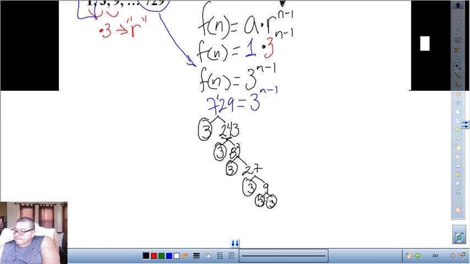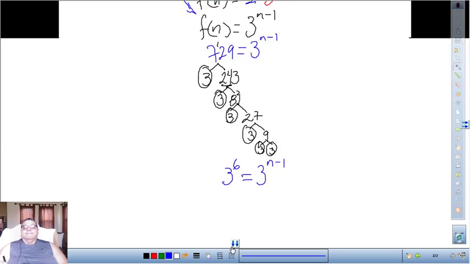Alright, so if we have 1, 2, 3, 4, 5, 6 factors, that means we can write 729 as 3 to the 6th power, because we have 1, 2, 3, 4, 5, 6, and base of 3. And what's this side? We have 3 to the n minus 1. So now that we have the same base, do you agree that 3 is the same as 3? Yeah. So if we agree with that, that means that this is the same as that. So we can write here 6 equals n minus 1, and it's solved. Plus 1 plus 1, 7 equals n.